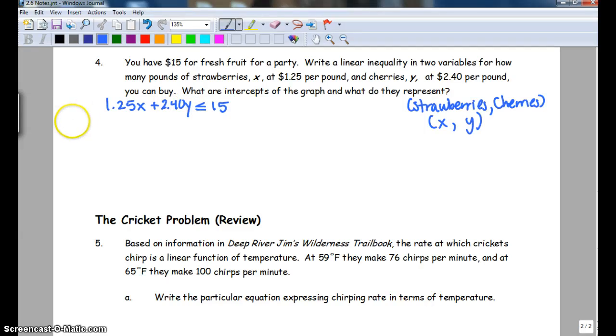Now for your x-intercept, you're going to find that like you normally would. y would be 0. And don't worry about using an inequality here because you're actually finding an intercept. Okay, if you do 15 divided by 1.25, that should give you 12. So make sure you actually put your x-intercept is (12, 0).